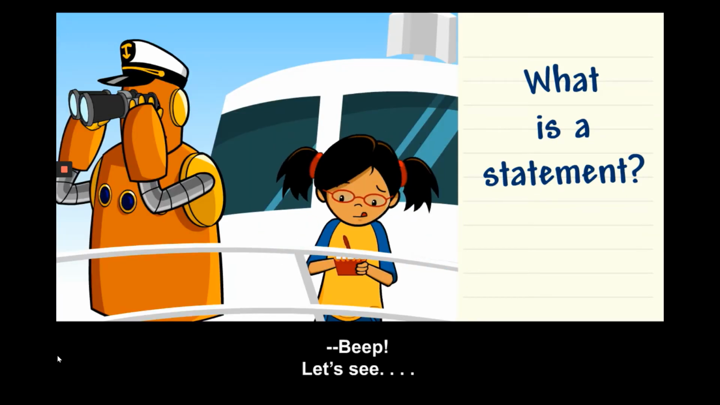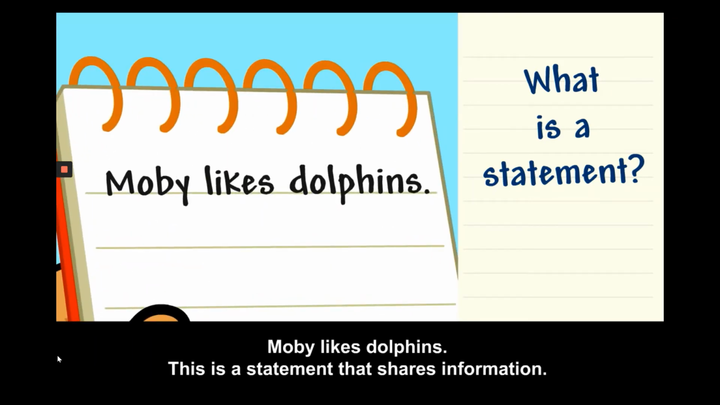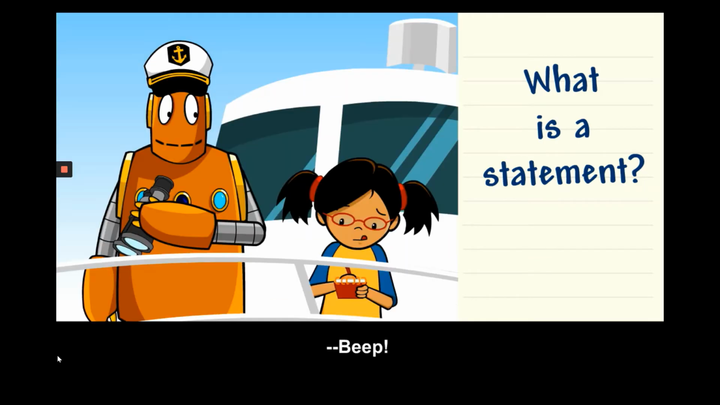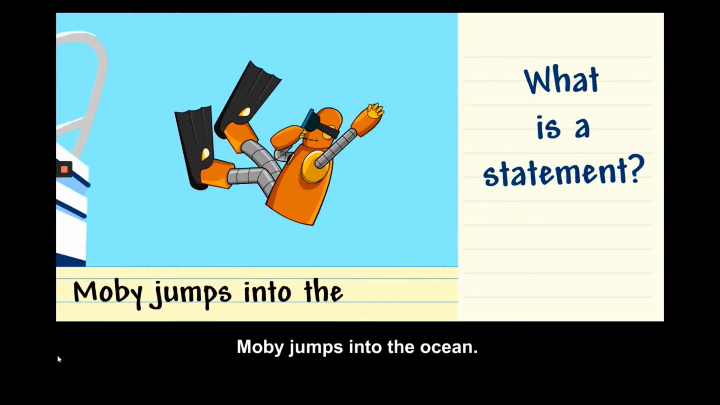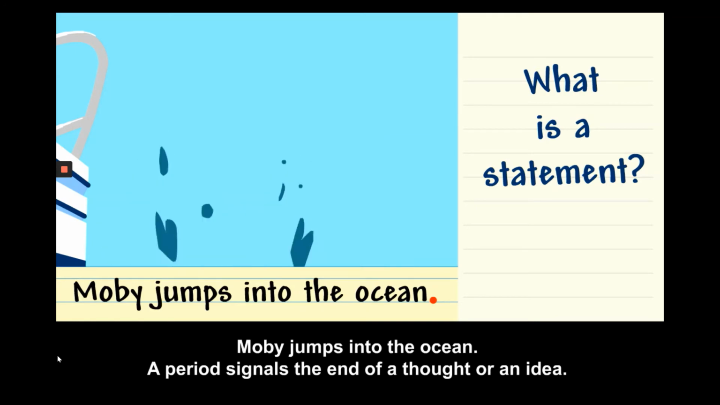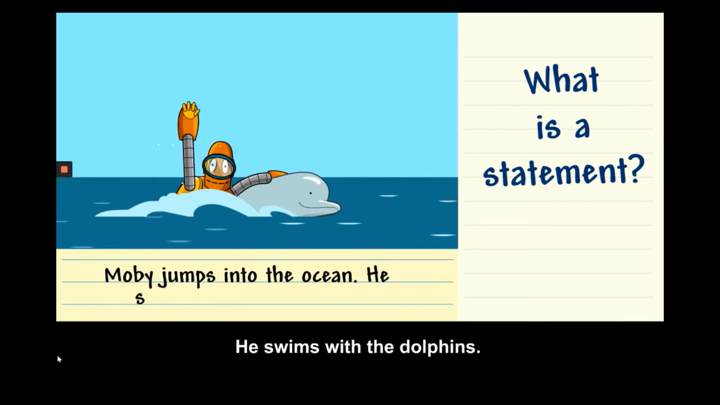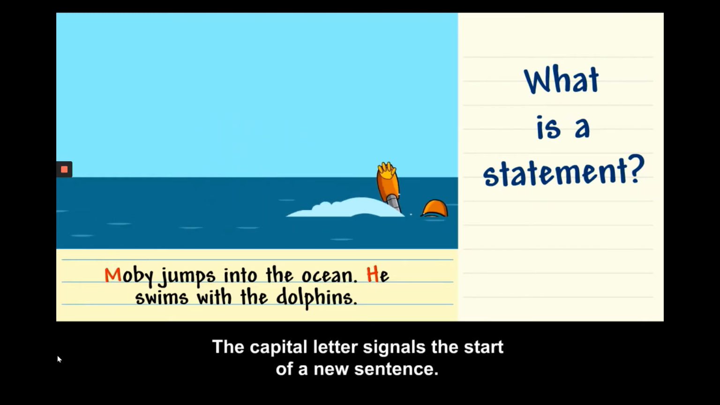Let's see. Moby likes dolphins. This is a statement that shares information. This little dot is a punctuation mark called a period. Right, Moby. A sentence always ends in a period. Moby jumps into the ocean. A period signals the end of a thought or an idea. He swims with the dolphins. Remember, you always capitalize the first letter of a sentence. The capital letter signals the start of a new sentence.